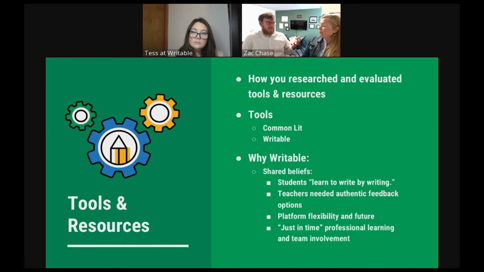So the tool we chose for reading is commonlit.org. You can go ahead and find it. They are not our sponsor, so we are not going to talk too deeply about them right now. But what we came down to on the writing side was Writable. And we looked at a pretty good list of folks and asked what the pedagogical alignment was and the technological fit and all those kinds of components.